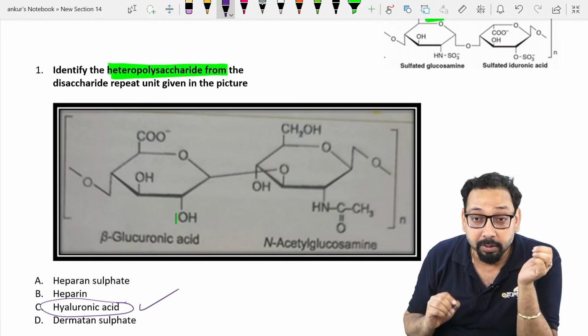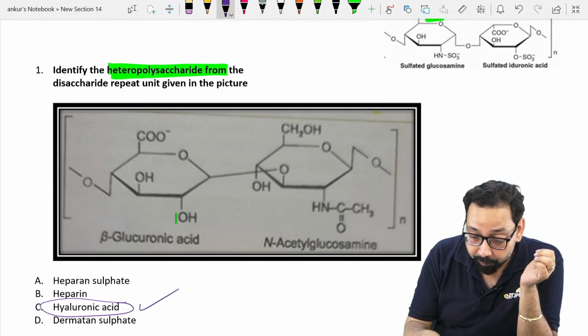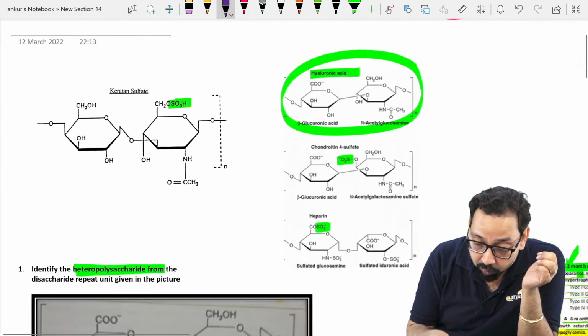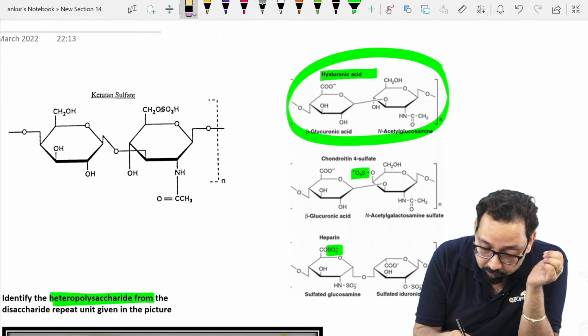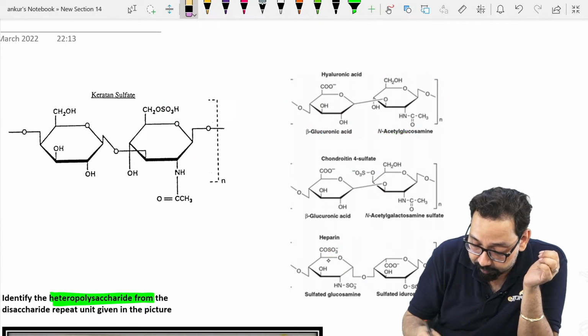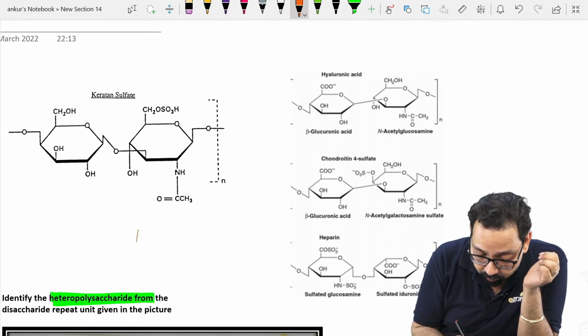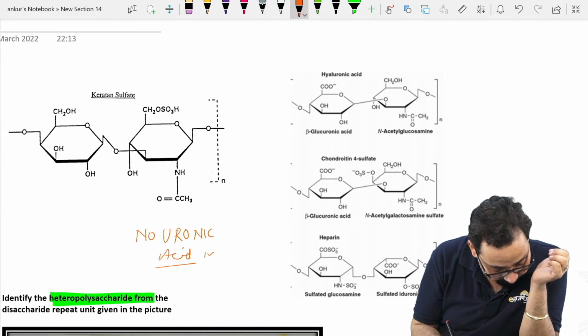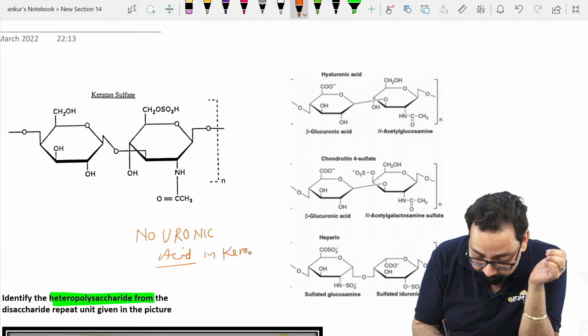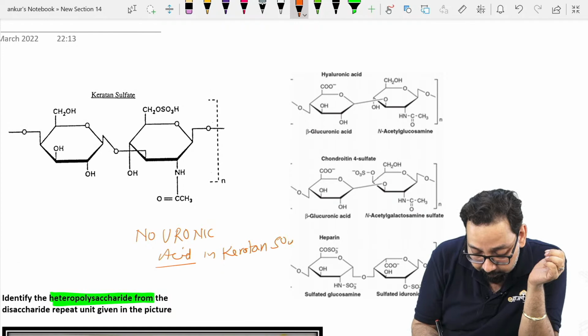Okay, now the second point is no uronic acid. What I said: no uronic acid in keratan sulfate. No uronic acid in keratan sulfate.